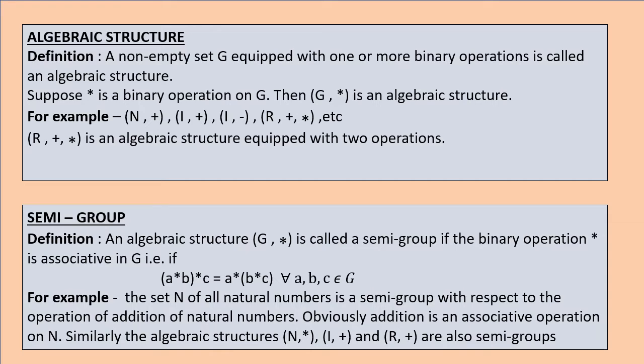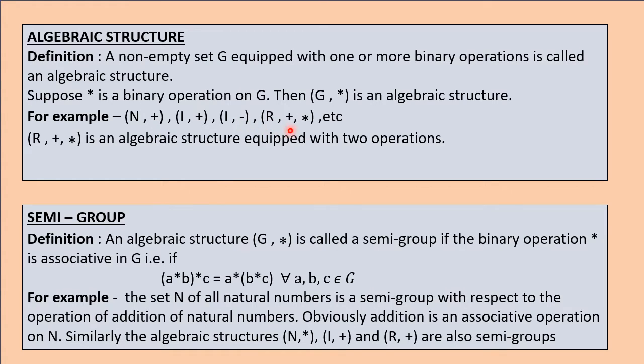Before starting with the main topic, that is group, let us understand what an algebraic structure is. It is defined as a non-empty set G equipped with one or more binary operations. Now suppose star is a binary operation on G, then (G, star) is an algebraic structure. For example, consider the set of natural numbers N under the operation addition, then (N, +) is an algebraic structure. Similarly, we have other examples as well.